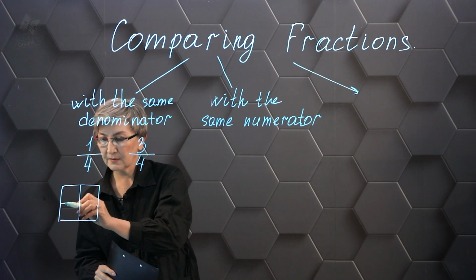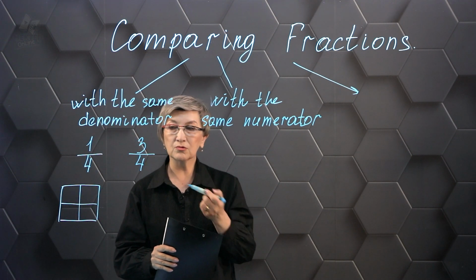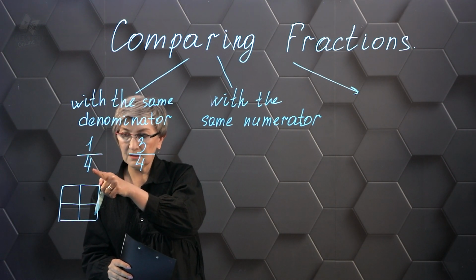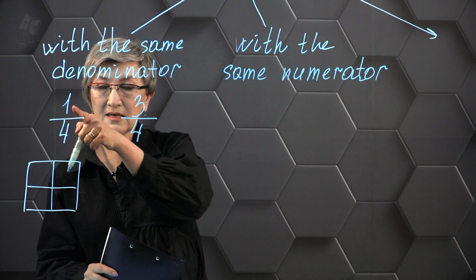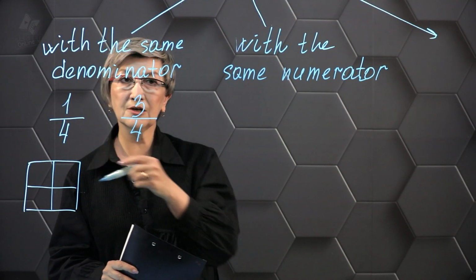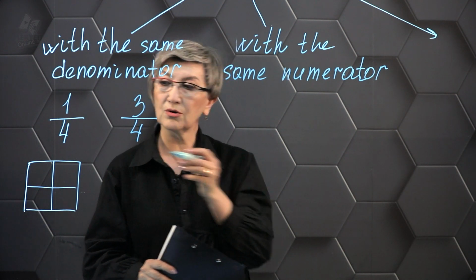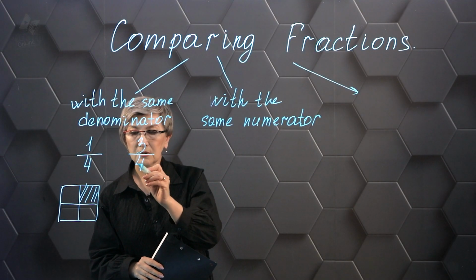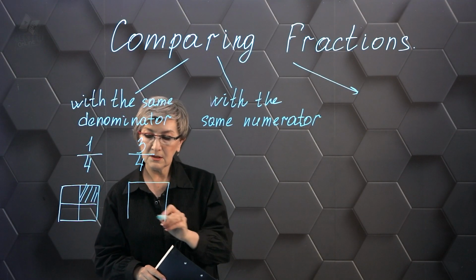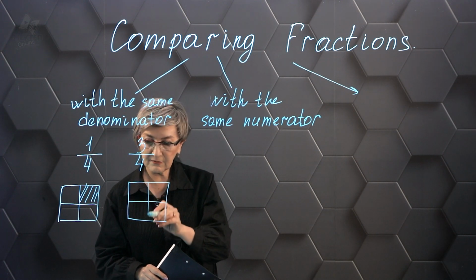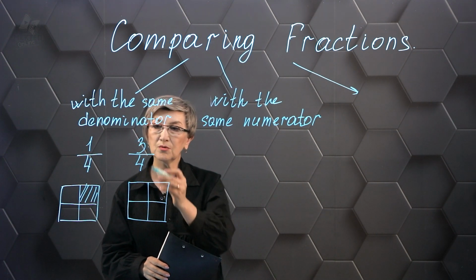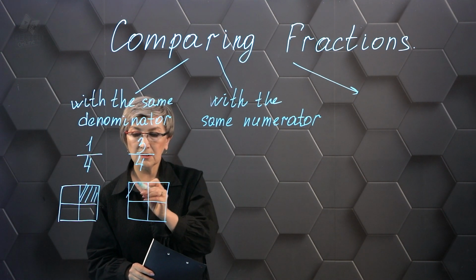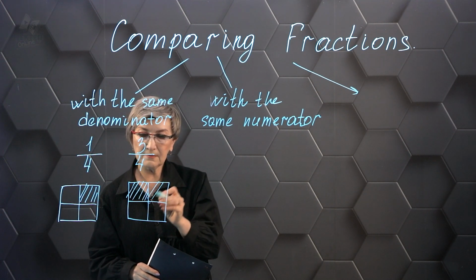1/4. To show the fraction 1/4, we have to divide it into 4 parts and color in 1 part in 4. 1/4 is 1 part in 4. And now we're going to show a 3/4 fraction. I'll divide into 4 equal parts because the denominator is 4, and I'm going to shade 3 of the 4 parts. 1, 2, 3.